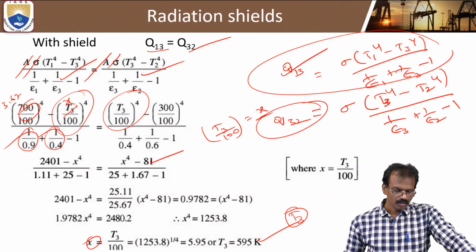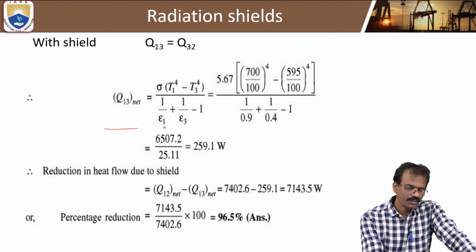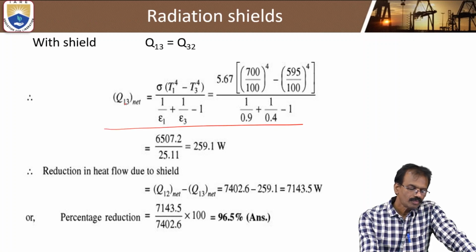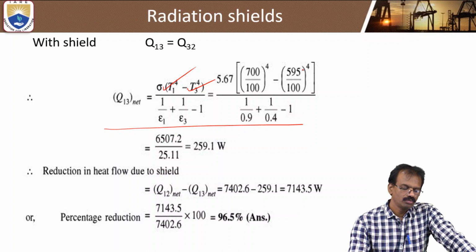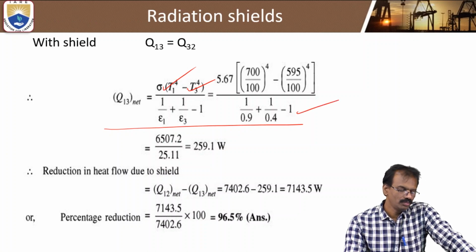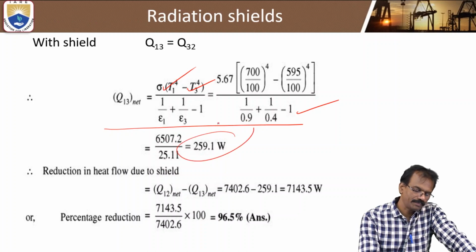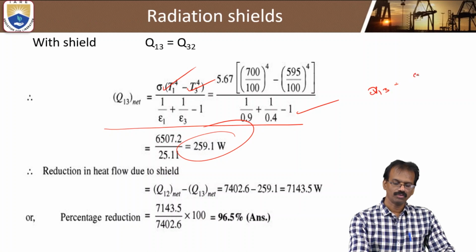So then we'll see with shield. We are finding the Q13 net. Another value is T1, 700. T3 we also got, that is 595 Kelvin. Then if you substitute the values, 1 by epsilon 1, 1 by 0.9, and epsilon 3, 0.4, then we will get the Q13 net. So this is the Q13 net. Q13 net is equal to Q32 net. Both are the same, you know that.